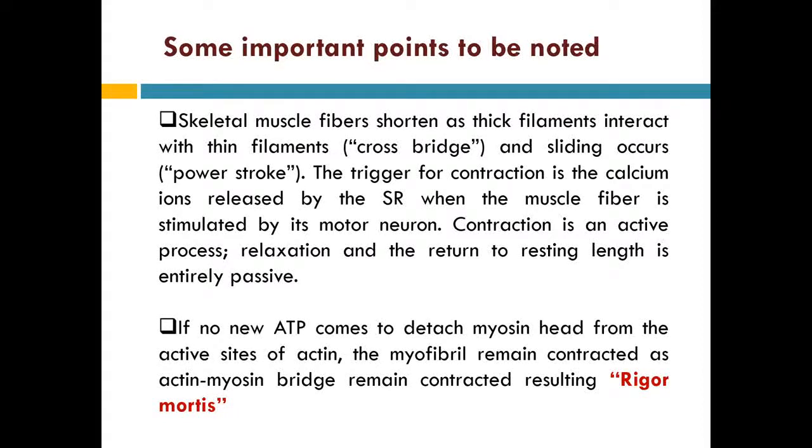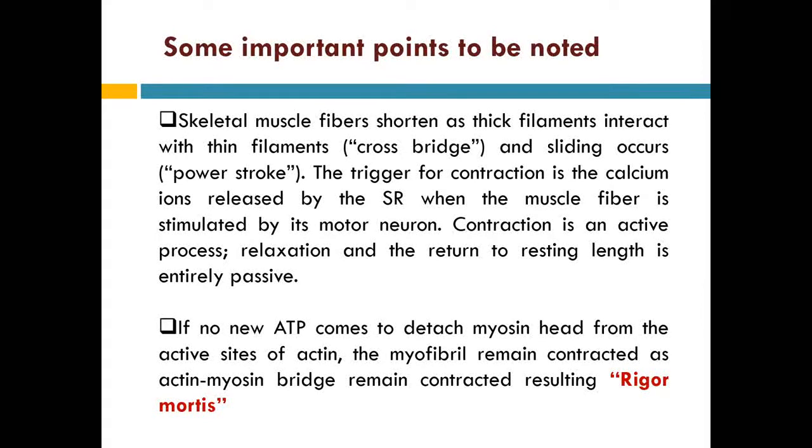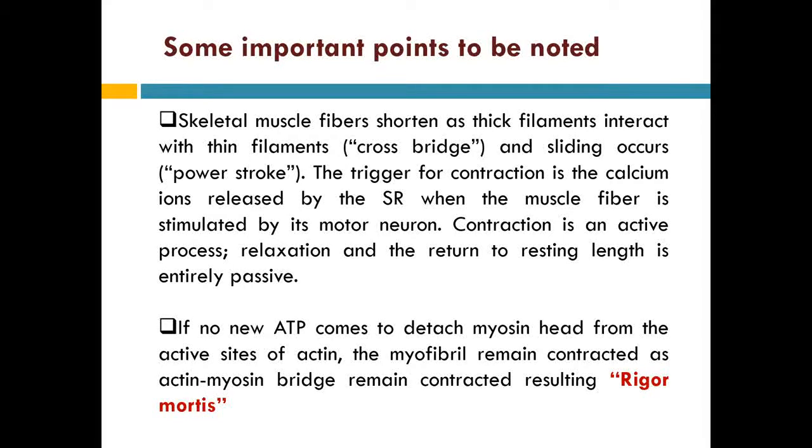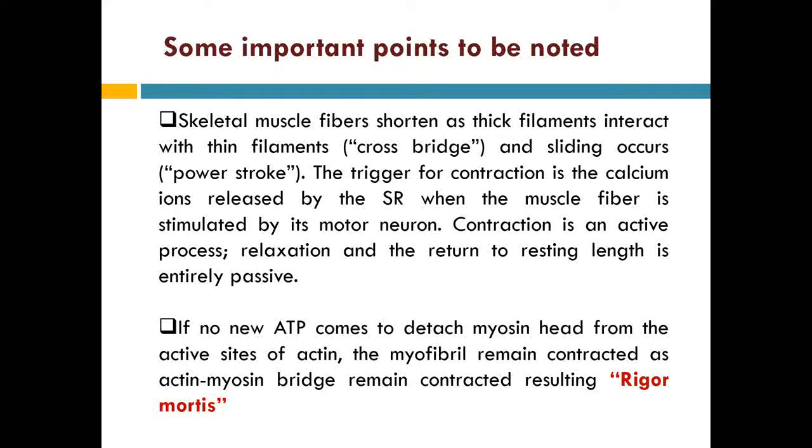So suddenly the person died. No new ATP is coming. So still the heads of the myosin filaments are attached with the active site of the actin, and the contraction of the muscle remains even after the death of that person. And the person looks like he is in a contracted position of all of his limbs and body. And this is called rigor mortis. Rigor means contraction and mortis means dead body. It is commonly found in accidental death, like when a person is dying due to drowning or electrocution or any sort of sudden death.